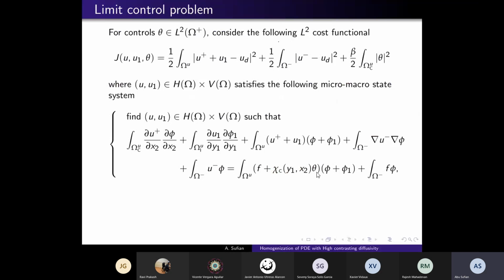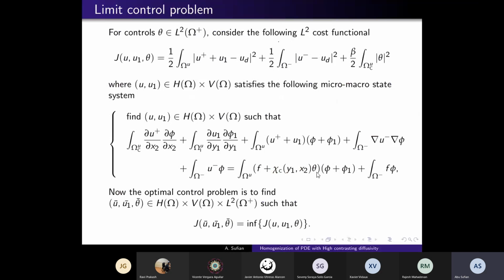So just to see the characterization of the limit control, we need to, okay, so yeah, and the optimal control problem is: find U bar, U1 bar, theta bar belonging to H omega, V omega, L2 omega plus such that J evaluated at U bar, U1 bar, theta bar gives you the infimum of all such J (U, U1, theta), where the triple U, U1, theta satisfies the above state equation.